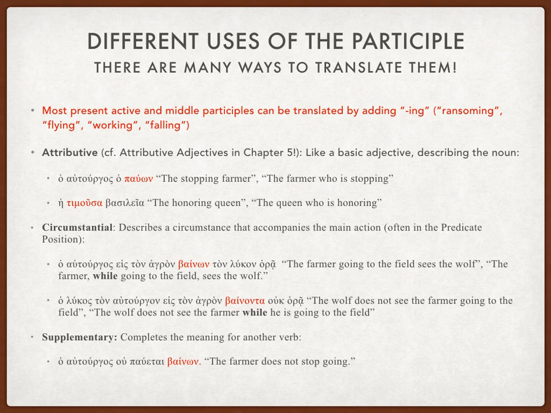So the main stem of the sentence is the wolf, ho lukos, does not see, ouc horā, the farmer, right? That's a pretty standard sentence. But if I want to add a little bit more context to it, I could say ton autourgon eis ton agron baínonta. So one way to translate it is just like you would normally with participles, make it an ing sound. So the wolf does not see the farmer who is walking. Remember, the wolf isn't the one walking. The wolf isn't going here because baínonta is going with autourgon. So it's the farmer who's going into the field.